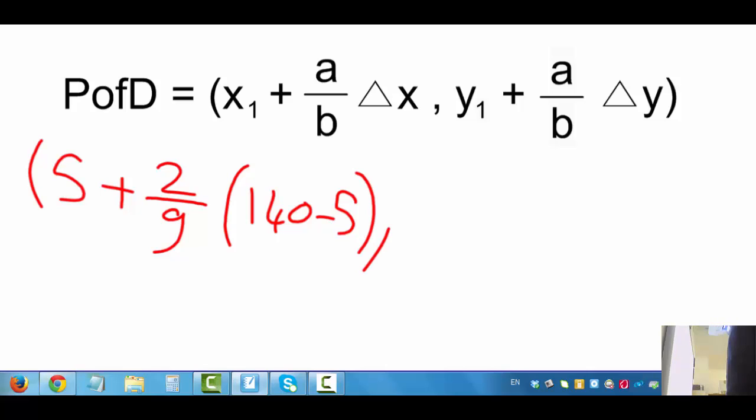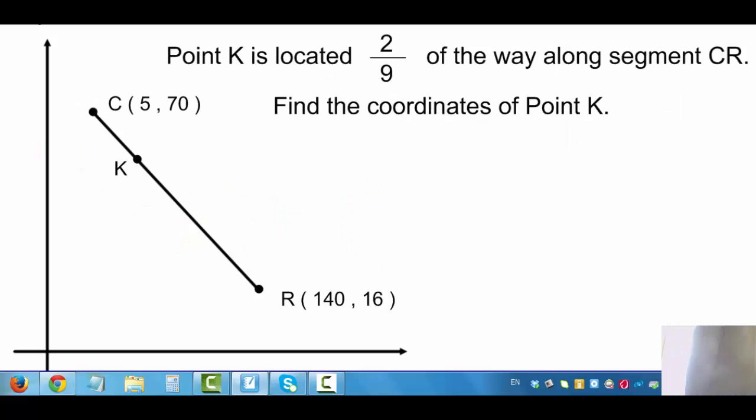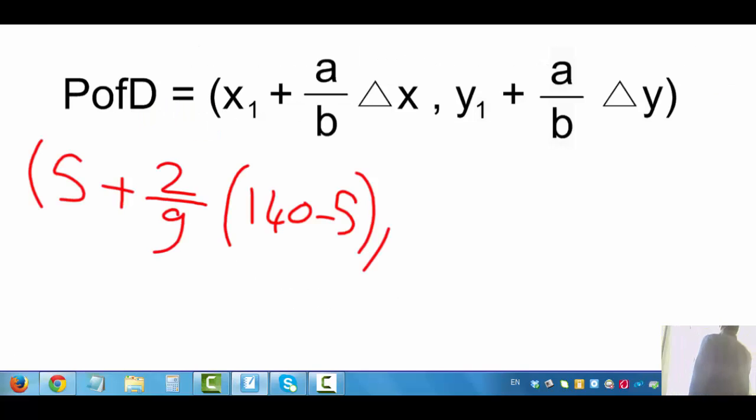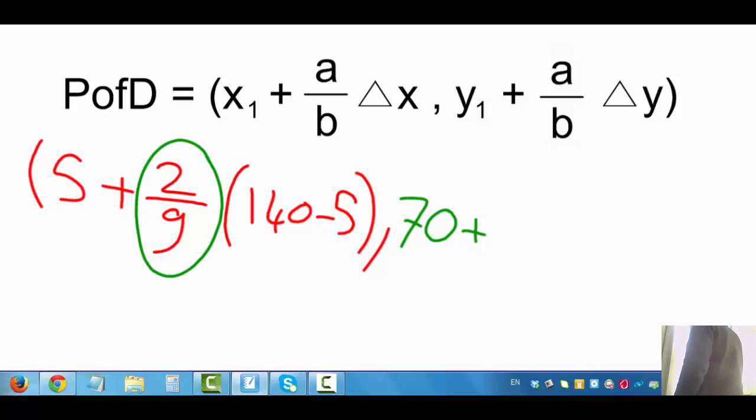Now we're going to talk about y1. Remember, y1 is the one that the segment starts with. y1 is 70. Let's go write that down. And let me use a different color here. 70 plus, the ratio is the same. I can just copy that. 2 divided by 9.